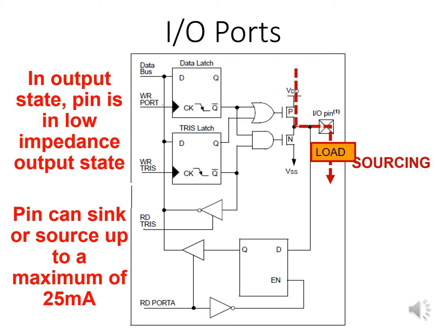In sourcing connection mode, the output device is connected between the port pin and the ground. If the pin is driven high, current can flow from the port pin through the output device and to the ground. If the pin is driven low, the voltage difference across the output device is going to be virtually 0 volts. Hence, no current will flow through the output device, making the device to be off.